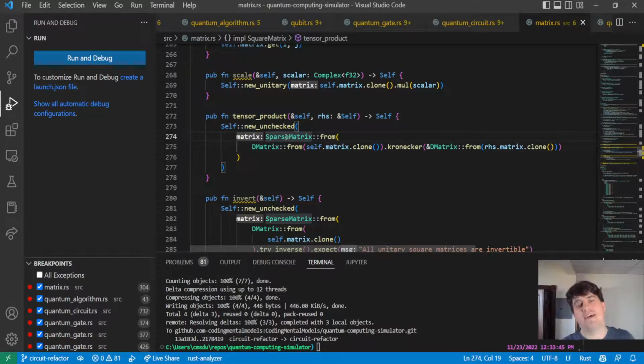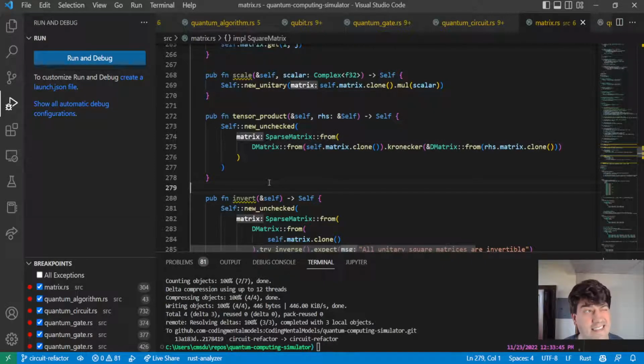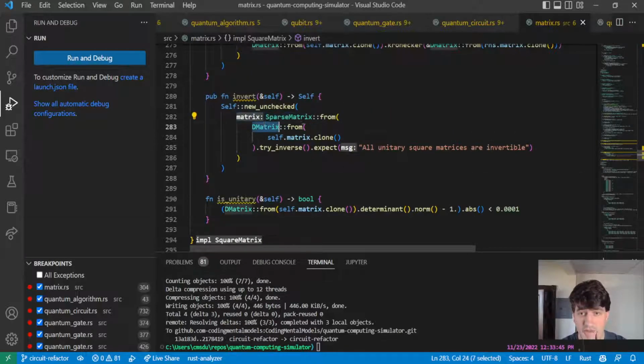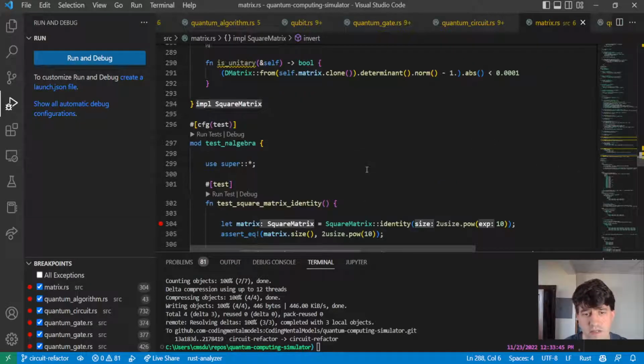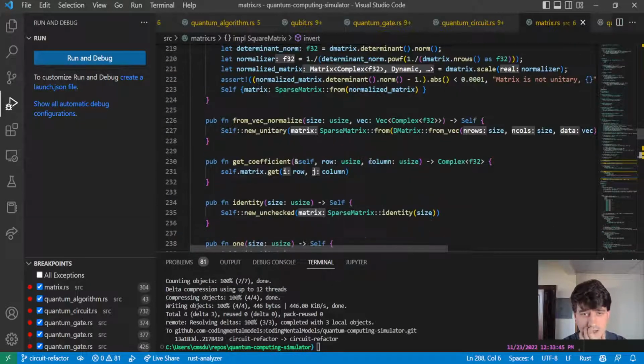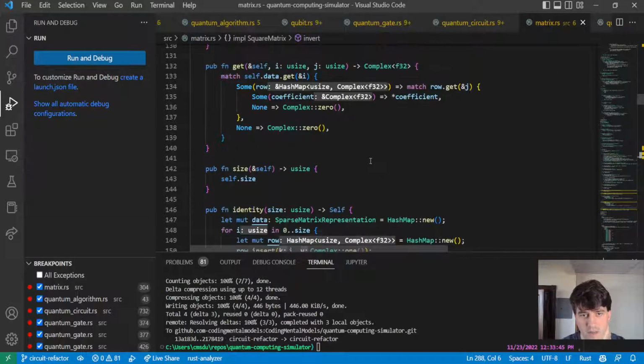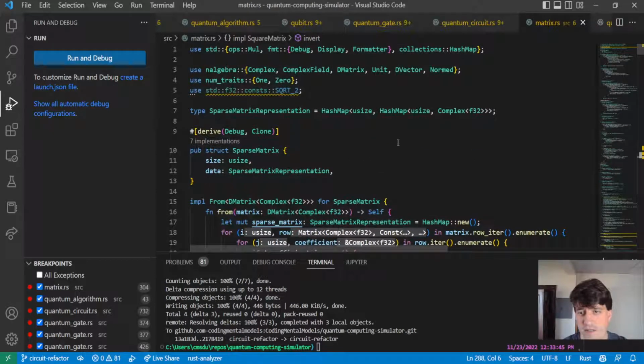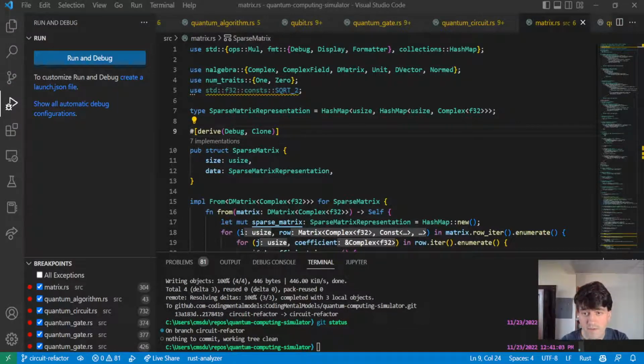While I stare at this tensor product and try to figure out whether it's something that I can implement myself on a sparse matrix, which I think the answer is probably not. It's probably also not necessary. Is unitary. Invert, we're always going to have to use this. Okay, so I guess that was really the only one that we can optimize easily. Let's just get status. Okay, I haven't done anything.